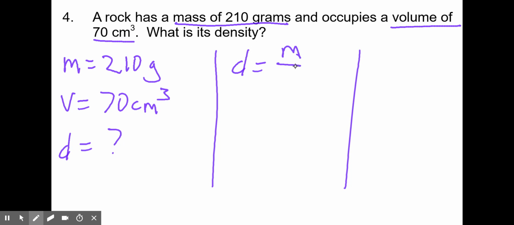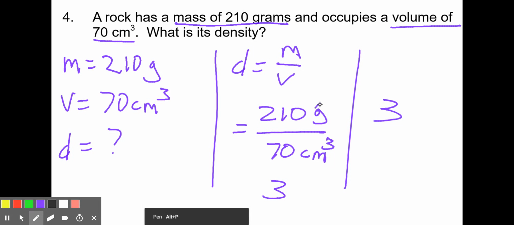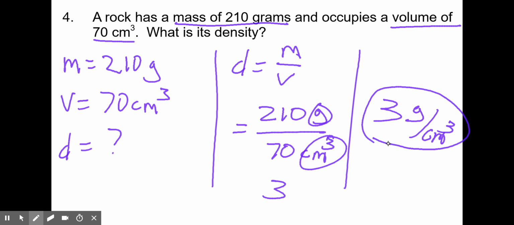Density equals mass divided by volume. Use those triangles at the top of your paper. Substitute in the numbers. 210 grams divided by 70 cubic centimeters is 3. 3 what? We've got units right there. 3 grams per cubic centimeter. You must know the unit for density. It is mass over volume.